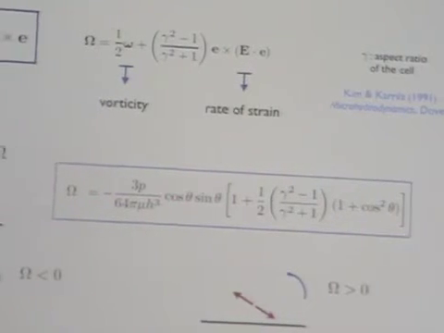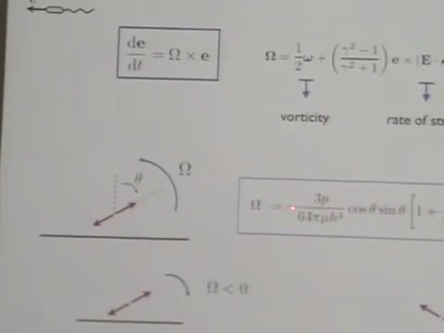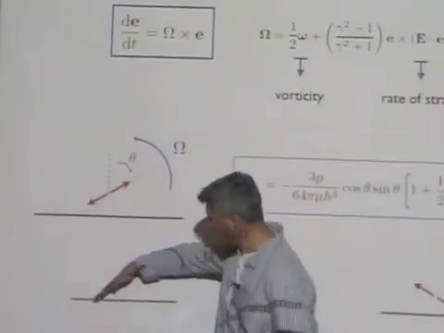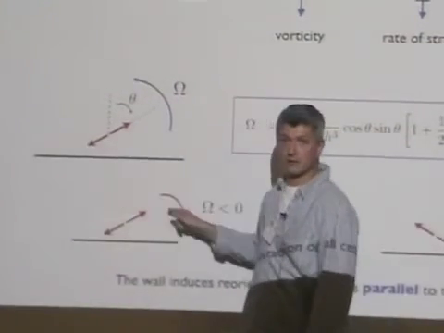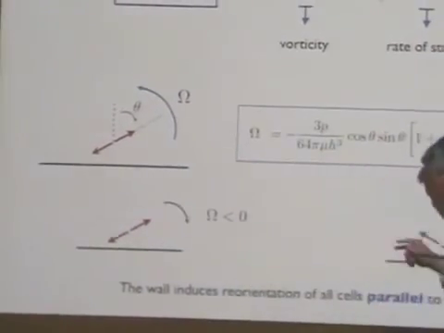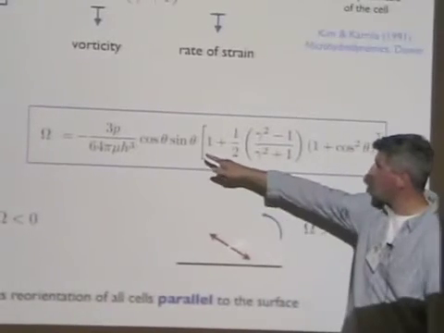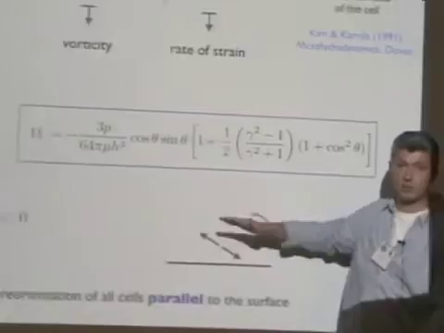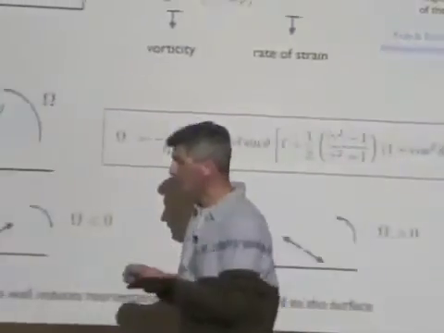When the angle is between 0 and pi over 2, this is positive, so that gives you an omega which is negative. So as the cell is swimming towards the wall, it will be reoriented parallel to the wall. The omega goes in this direction. And if the cell is swimming away from the wall, you flip the sign of omega, because now the angle is above pi over 2, and the rotation rate will be in this direction. So both give you orientation as they're swimming parallel to the wall.